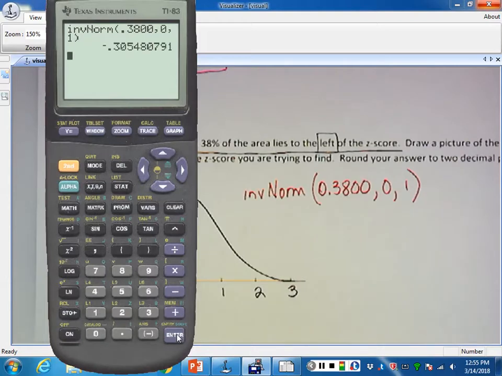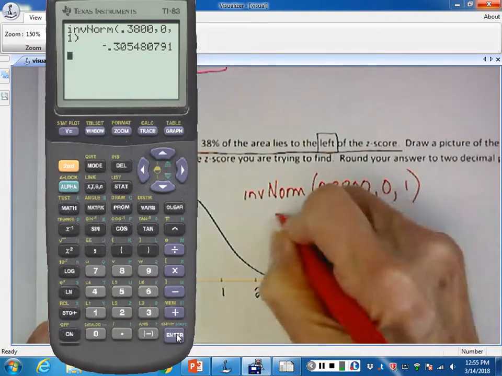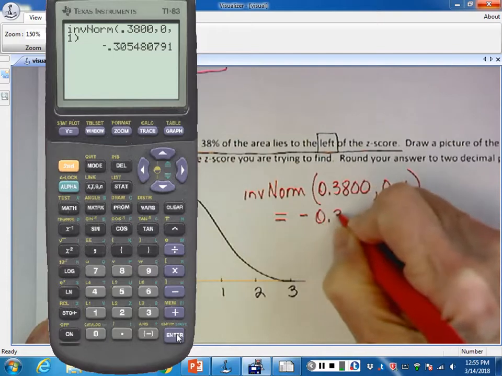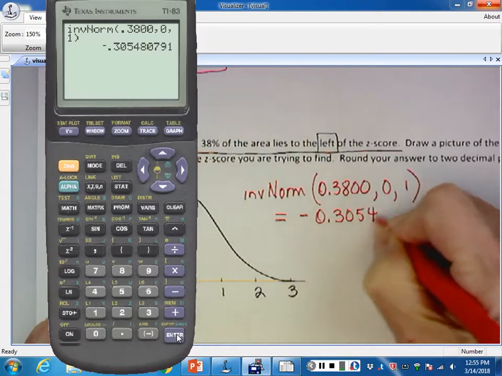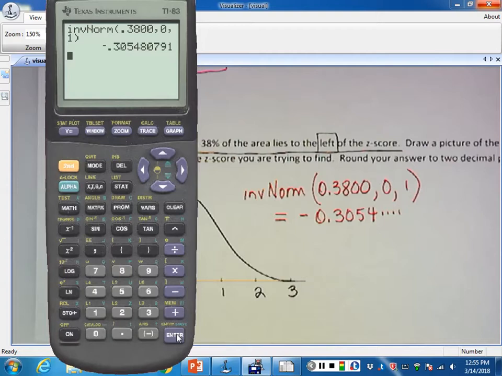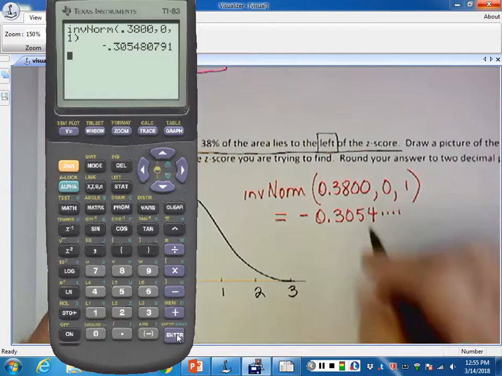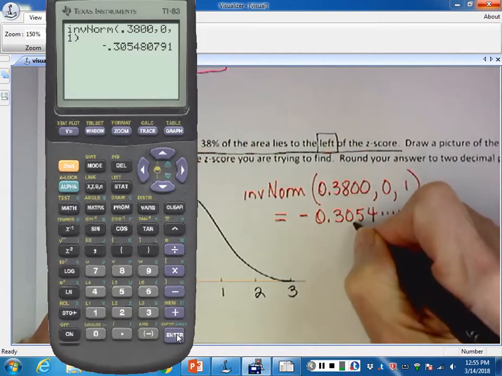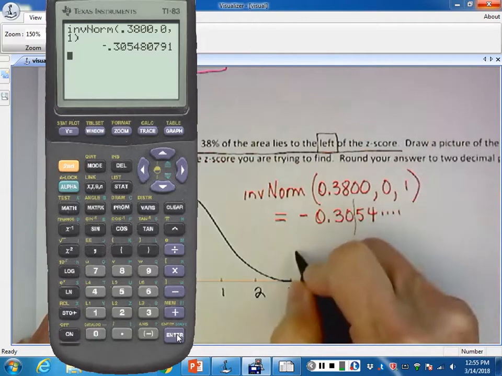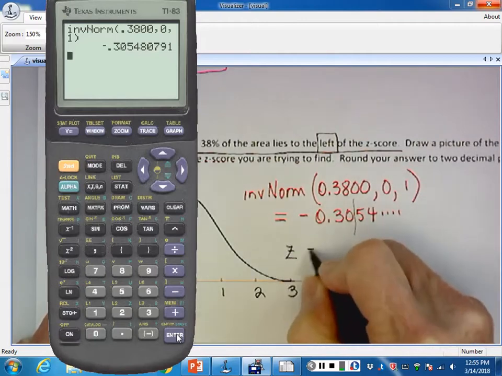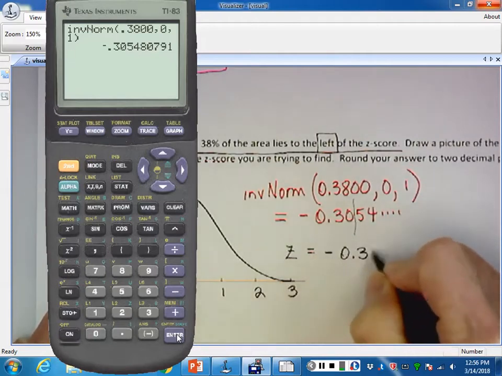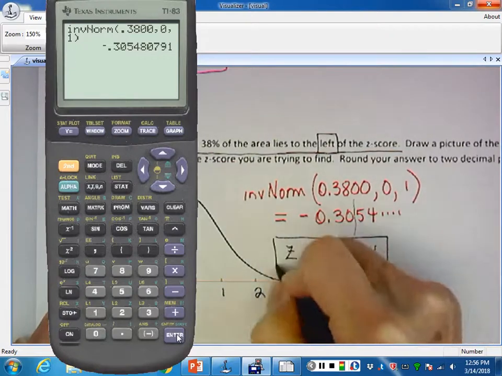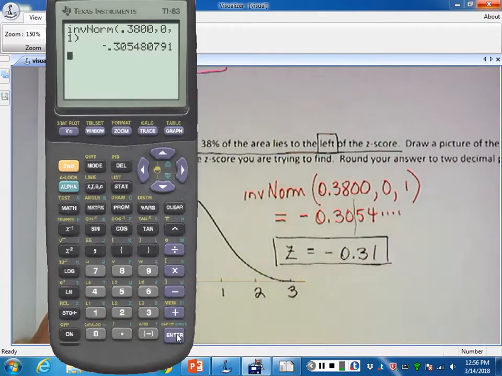And it says that score is negative 0.34, or excuse me, negative 0.3054. And because it's a z-score, I'm going to round it off to 2 decimal places. So my z-score is negative 0.31. Okay?